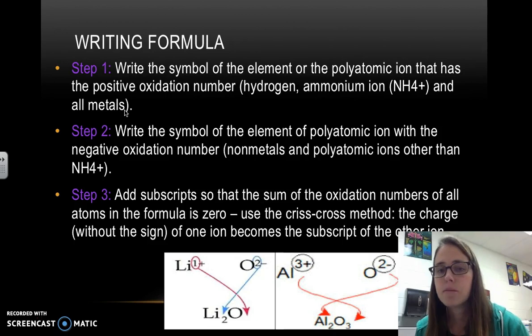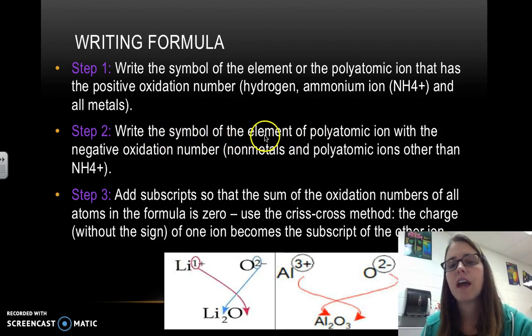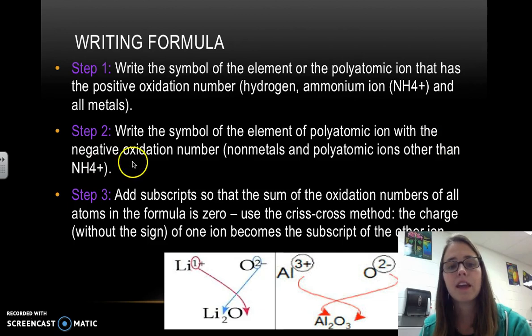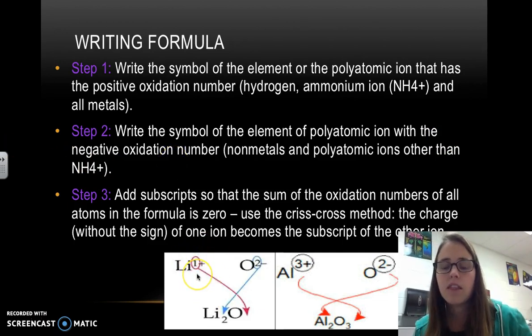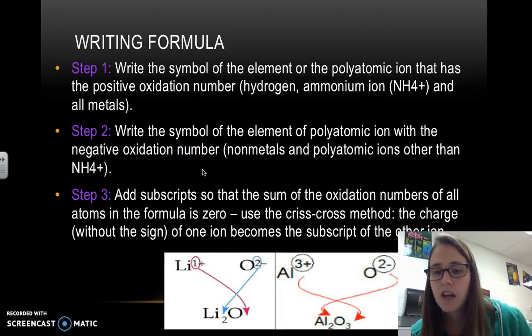Now, you're going to write the symbol of the element or polyatomic ion with the negative oxidation number. So first we worked with the positive oxidation numbers, the ones that are positive, the metals and ammonia and hydrogen. Now we're going to work with the negative oxidation numbers, and those are usually the nonmetals and all other polyatomic ions other than the ammonia, the NH4+.